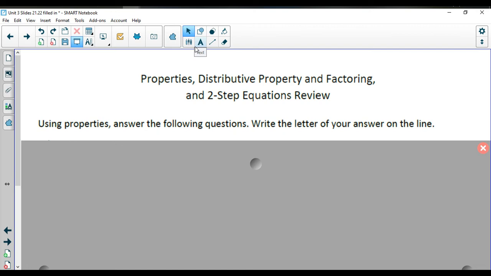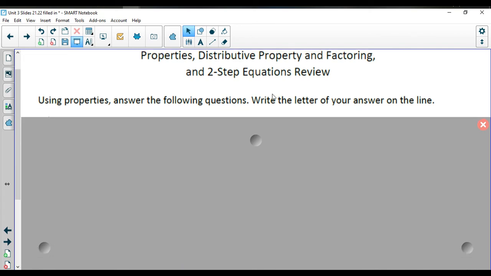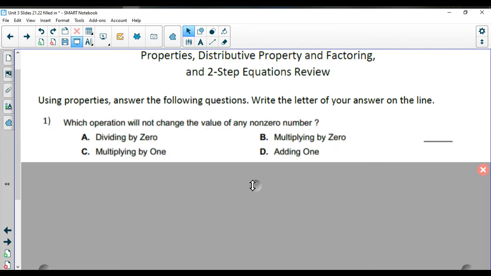This is your properties, distributive property, and factoring and two-step equations review for today. So this will be before you take the quiz for this one. Using properties, answer the following questions. Write the letter of your answer on the line. If you printed this out, you're welcome to write these down. You're welcome to do them on your whiteboard otherwise or a piece of paper. But we're going to go ahead and get started with the first one.